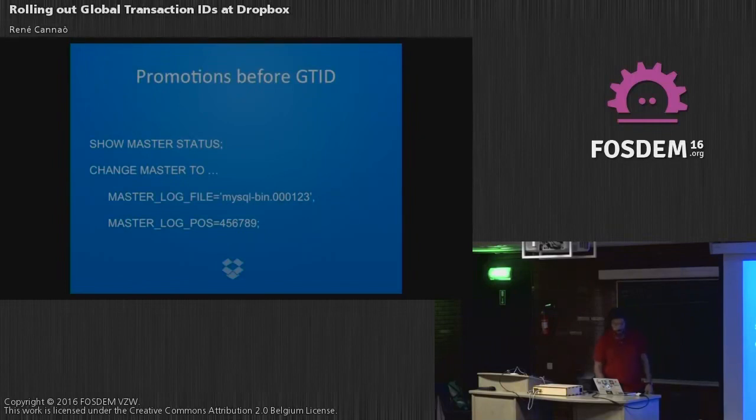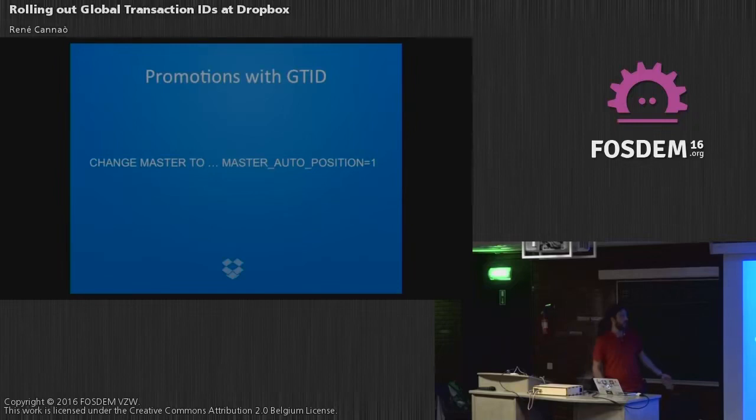With GTID, instead, it's absolutely way easier because you don't need to execute any command on the master, but on the slave, you have to execute the change master too. Again, you have to pass hostname, username, and password, and then you just specify master auto position equal one. And it will resume replication from that position.